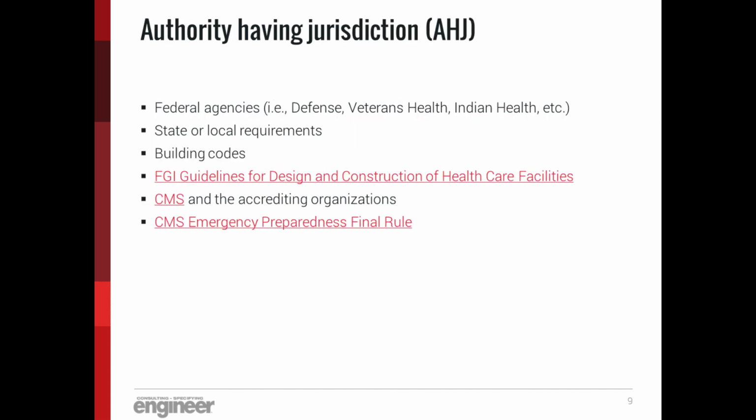Today, I want to start off by talking about the authorities having jurisdiction, the different types of authorities having jurisdiction, and their impact on the requirements. I'm going to start with the federal agencies, the agencies of the U.S. government, including Department of Defense, Veterans Health Administration, the Indian Health System, and others.